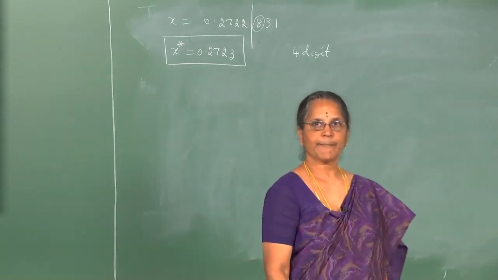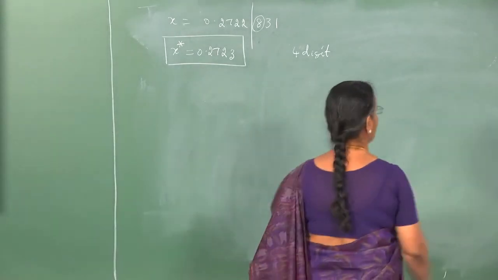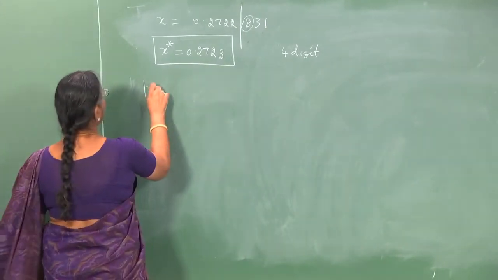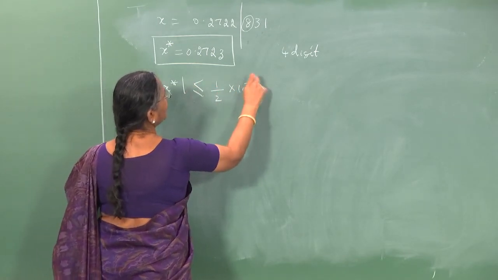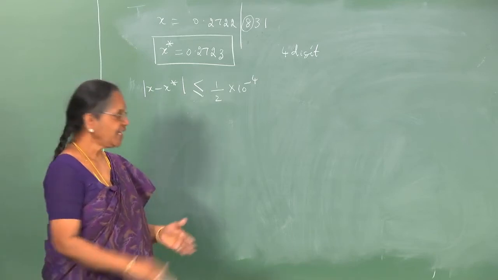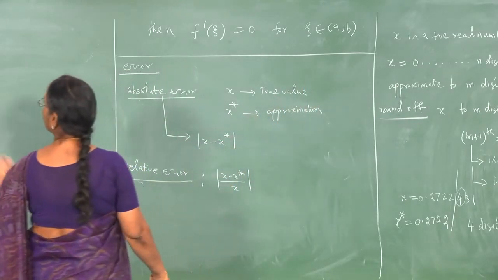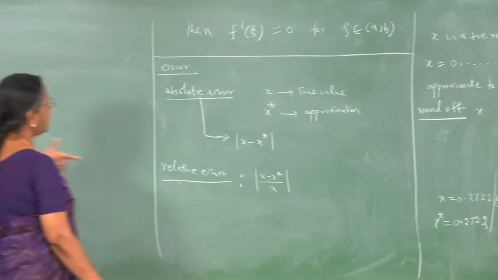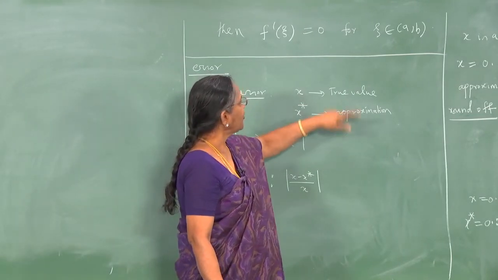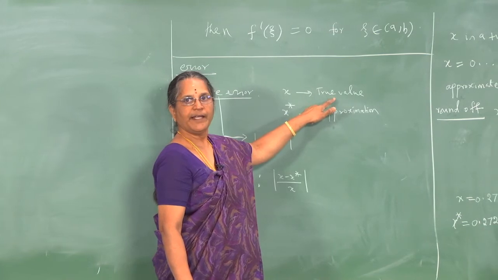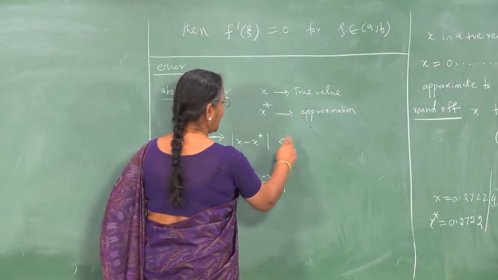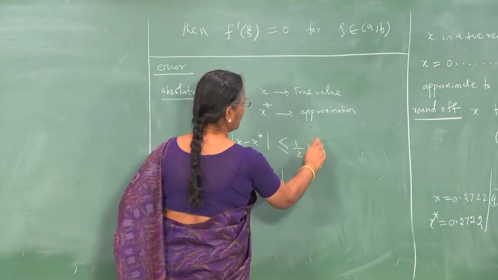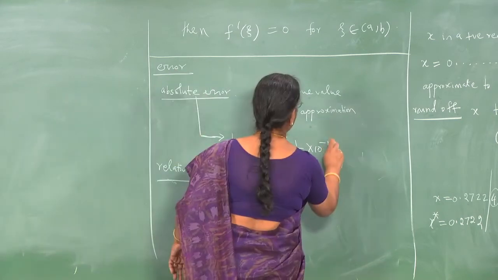If I do this, then this absolute error |x minus x star| is clearly less than or equal to half of 10 to the power of minus 4. So, in general, if you obtain your approximation correct to m decimal places by rounding the true value x, then your absolute error will be less than or equal to half 10 to the power of minus m.